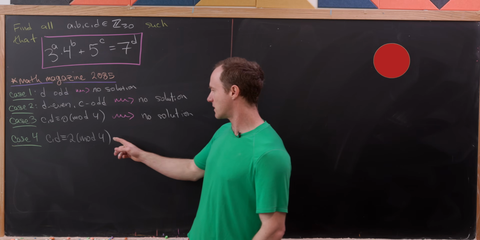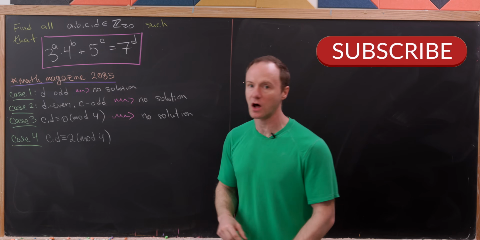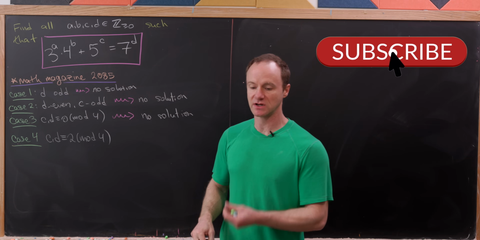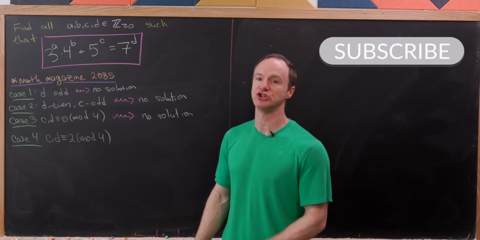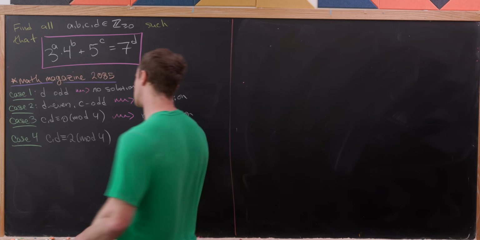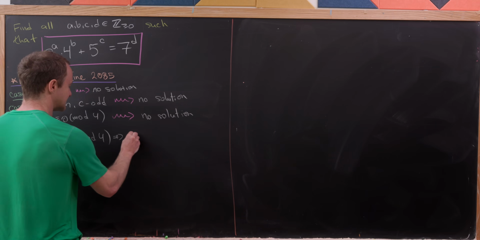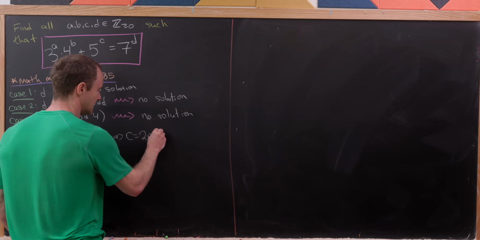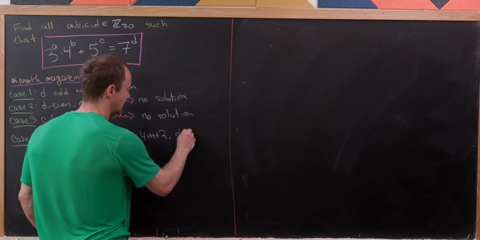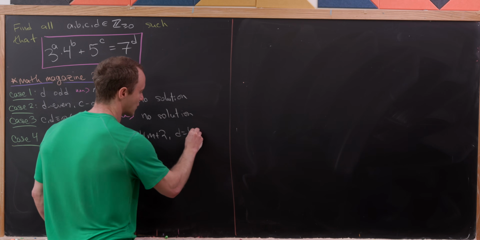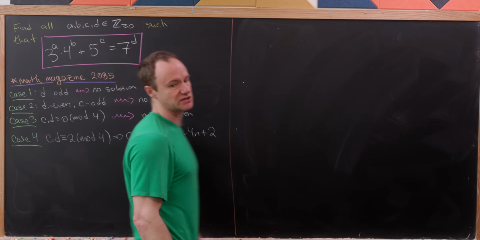All right, so here's a summary of our first 3 cases, all of which led to no solution. So now let's move on to our next case, when C and D are congruent to 2 mod 4. So let's observe that that means that C can be written as 4 times m plus 2, and D can be written as 4 times n plus 2.